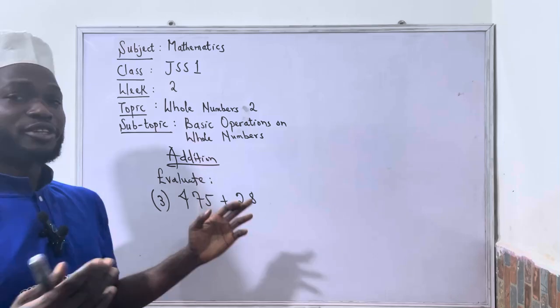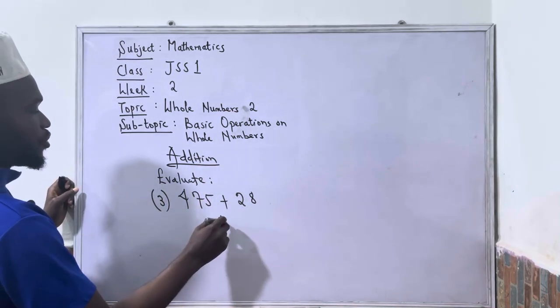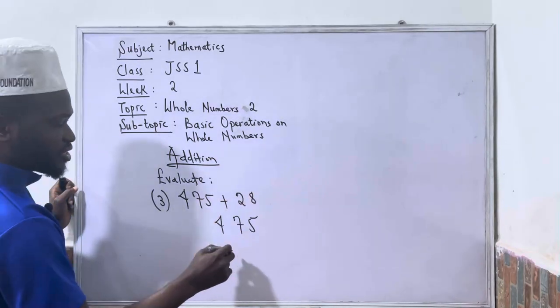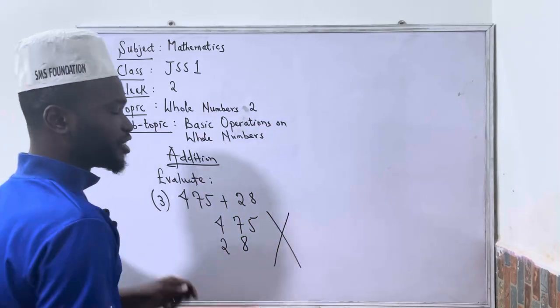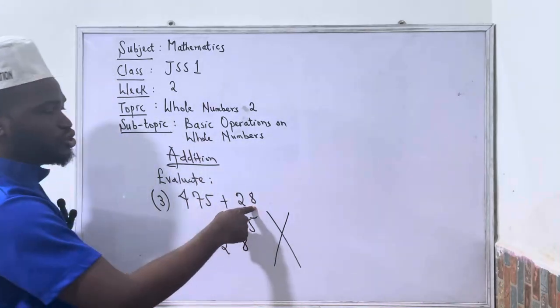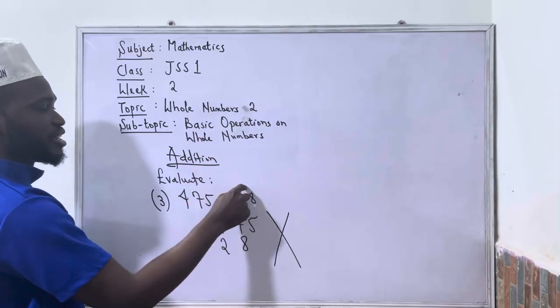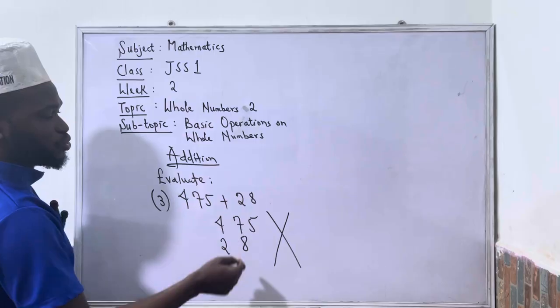Many students, primary school students, arrange this wrongly. So this is 475. If you arrange your 28 by putting 2 here and 8 here, you would have been wrong. You will get it wrong. Because the 8 here is the unit, it has to fall under the unit of this. So 8 and 5 go together. Then 7 and 2 also go together.